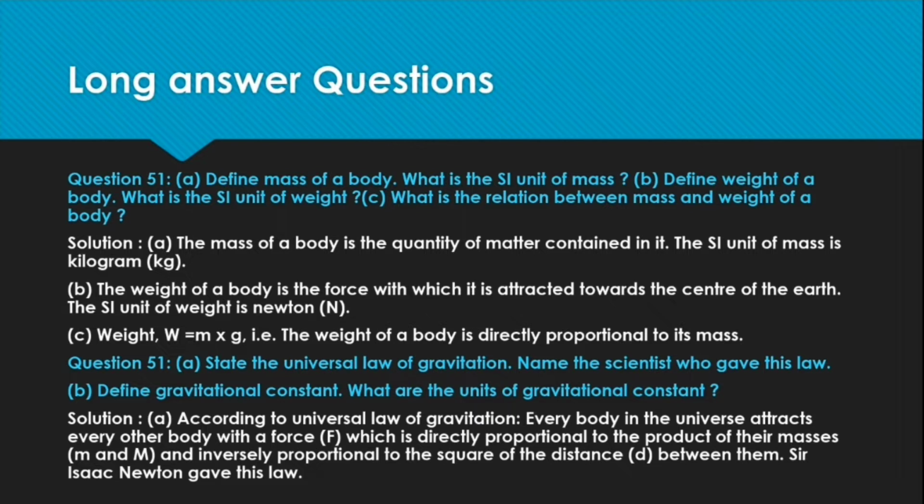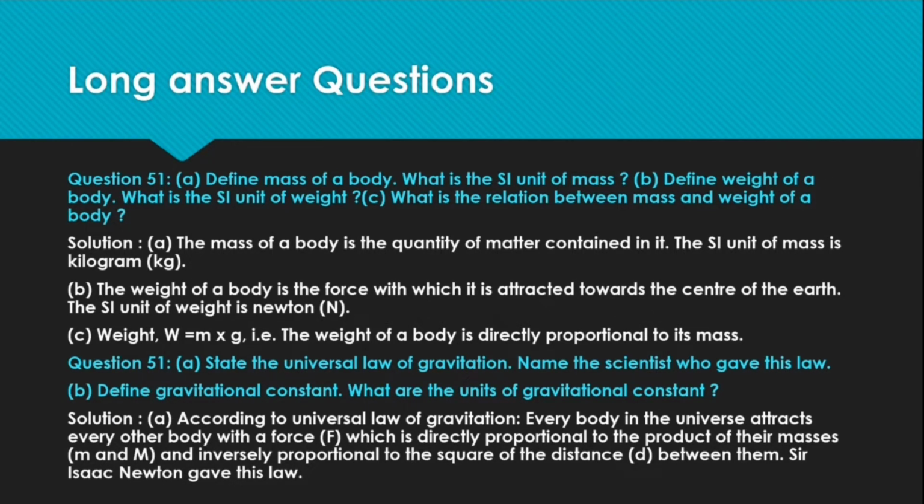So mass is just a thing to measure the quantity of matter, the atoms, the molecules present in something, in an object. It is known as mass, and the SI unit of mass is kg, as we all know. Then weight of a body is the force by which an object is attracted towards the earth. We all know weight is equal to mass into gravity. And the second part of the question is what is the relation between mass and weight of a body?